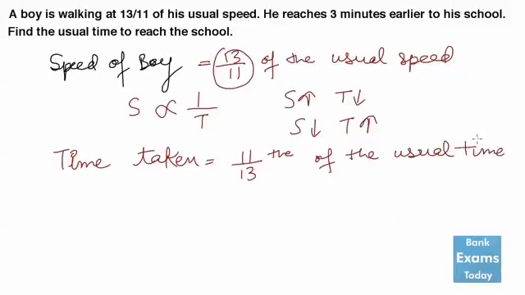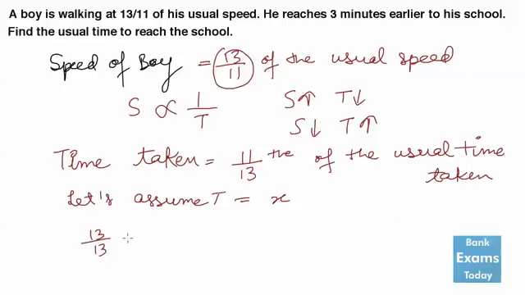The usual time taken, let's assume t, usual time taken, is equal to x. So the usual time taken is 13/13, and right now he is taking 11/13. So it's 2/13. So the boy is taking 2/13 of x less than the usual time.